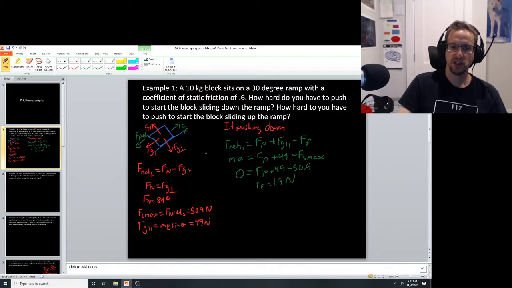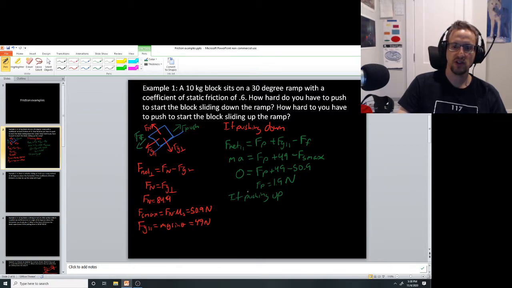Okay, what if I'm pushing it up? Go back, we can erase these, right? You're now pushing up the ramp. We want it to start sliding up. So just because we're pushing up doesn't mean it's going to start sliding up. But we want it to start sliding up. So that means that the static friction is going the other way.